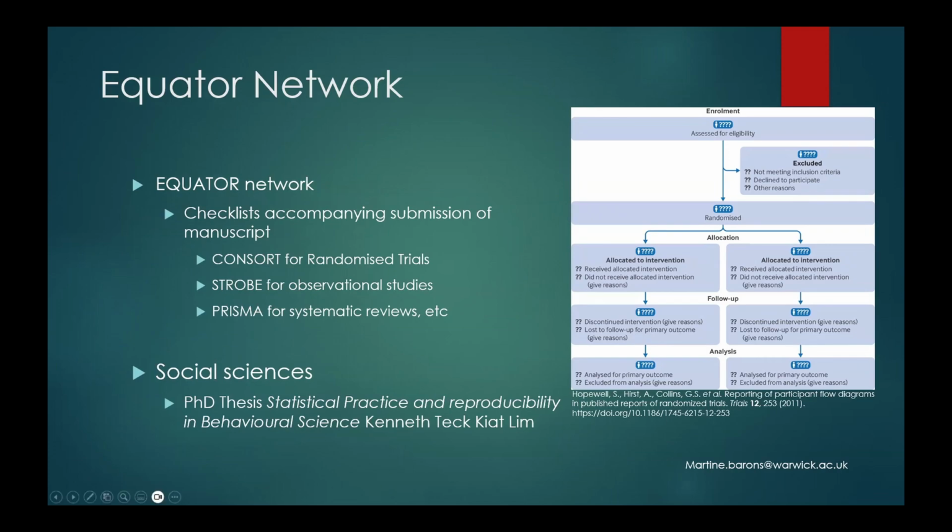The one for observational studies is called Strobe. The one for systematic reviews is called Prisma, and so on. And a colleague at the University of Warwick did a PhD thesis on looking at reproducibility in behavioural sciences, which was very interesting to read.